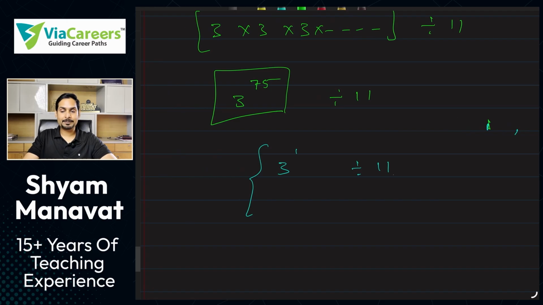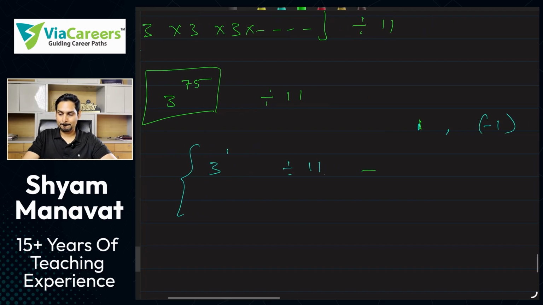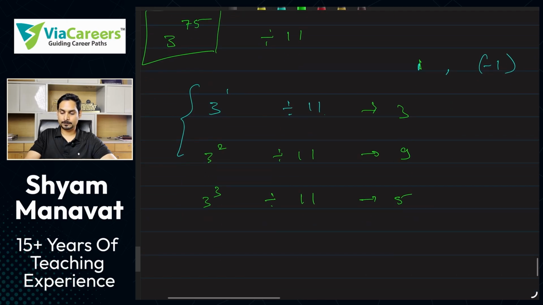So 3 to the 1 divided by 11, remainder is 3. 3 square, which is 9, divided by 11, remainder is how much? 9 itself. And if you take the negative remainder, it is minus 2. It's not minus 1, so we are not done yet. 3 cube, which is 27 divided by 11, the remainder is 5. Not of any use. 3 to the 4 divided by 11, 81 divided by 11, remainder is 4, not of any use.